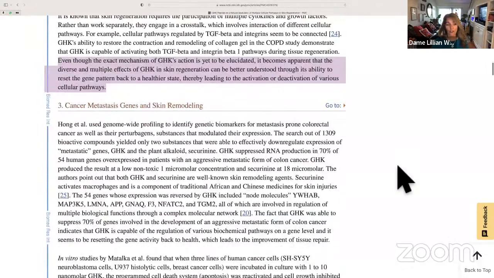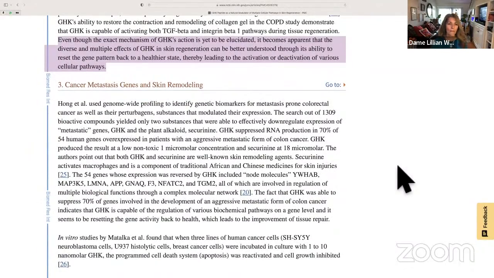Now it's going on to talk about cancer metastasis. So it's cancer metastasis of genes and skin remodeling. Again, I want you to think from now on when it talks about skin and skin restoration, rejuvenation, rebuilding, remodeling, it's not just the outside skin that we can see on each other, but it's also the interior skin walls inside your body, inside your organs, outside of your organs, inside your muscles, outside the covering of your muscles.